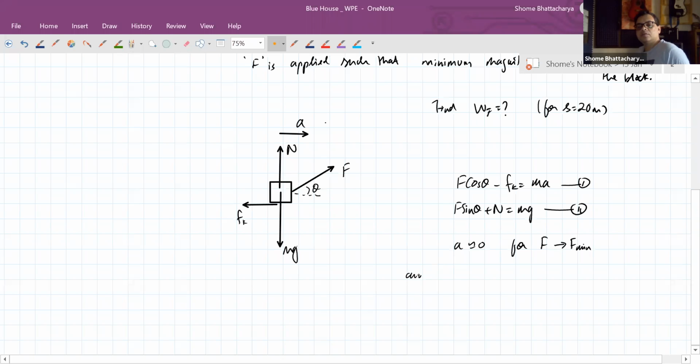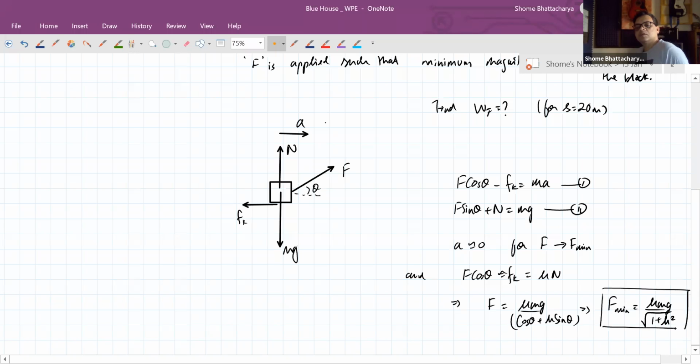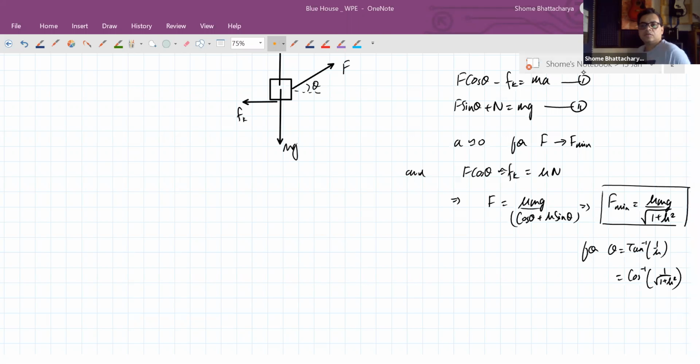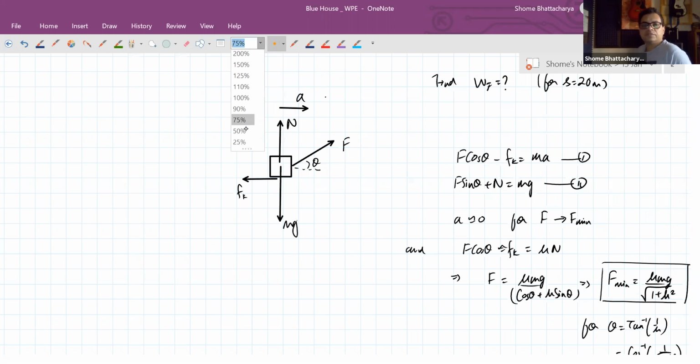Okay. And from this we get F is equal to mu mg upon cos theta plus mu sin theta. So from that we get the minimum force is mu mg upon square root of 1 plus mu square, and that occurs for theta equal to tan inverse 1 by mu, or that is the same thing as cos inverse 1 upon square root of 1 plus mu square. So this is the result that we have to use from friction that we had learned earlier in this question.